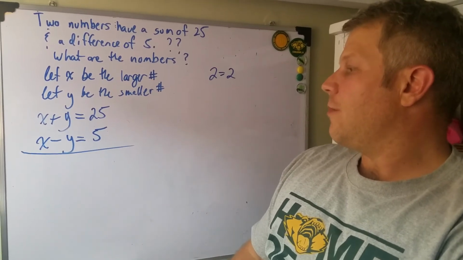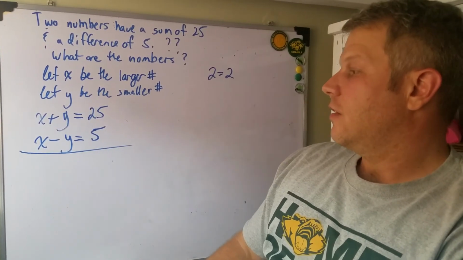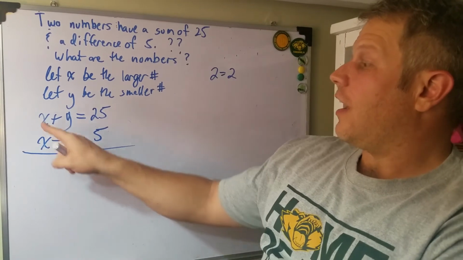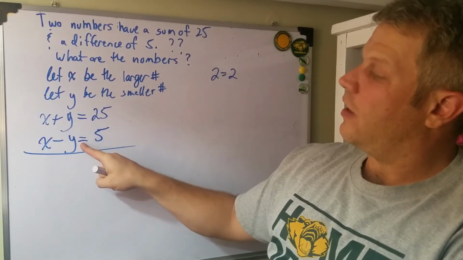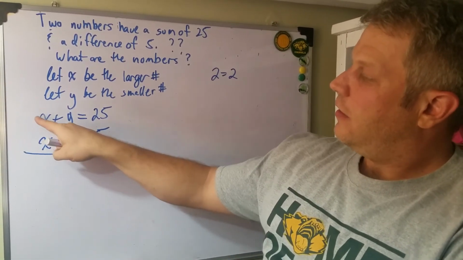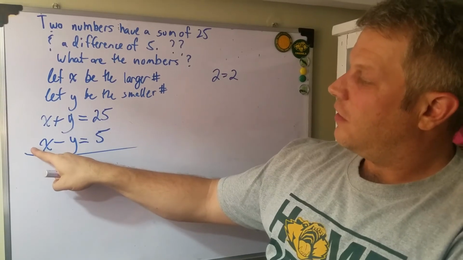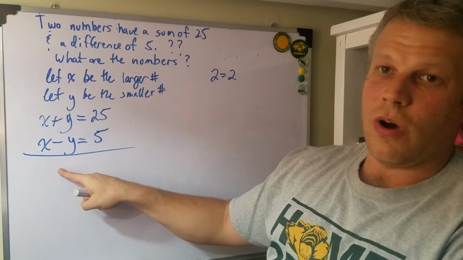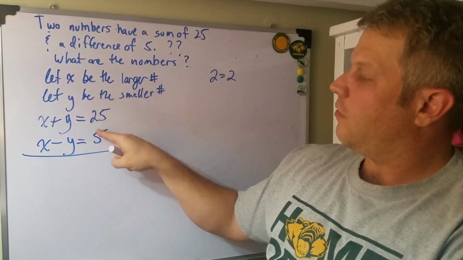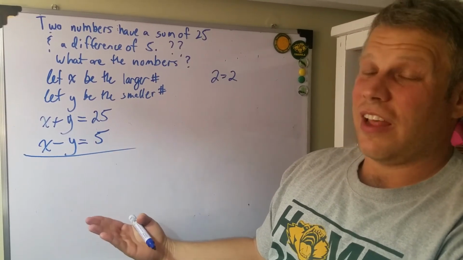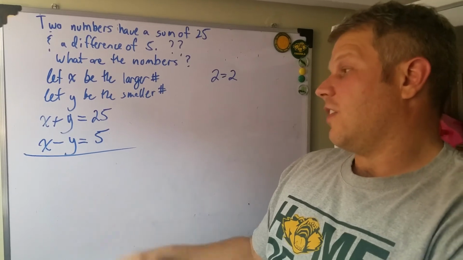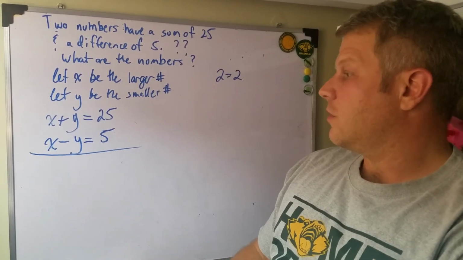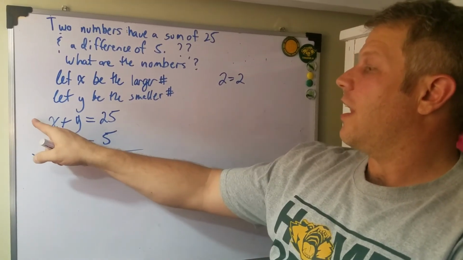Okay, and I'm just going to add these together, but I could actually subtract x minus y, and if I did that, x minus x would give me 0, and I'd have y minus a negative y, so I'd have 2y, and I could subtract 5 from 25. So I could do that as well. In this case, I have a lot of luxury. I have a lot of options. I'm just going to go ahead and add them together.